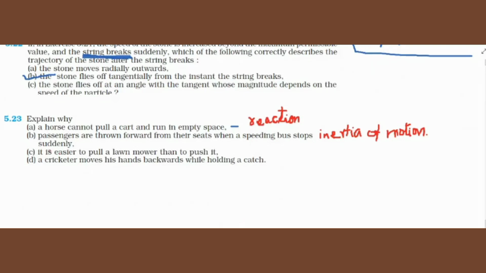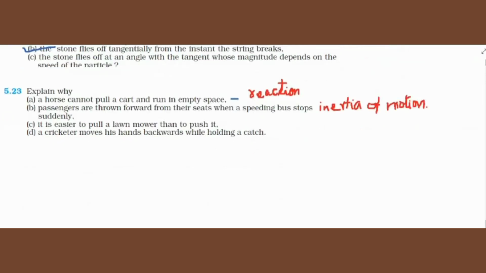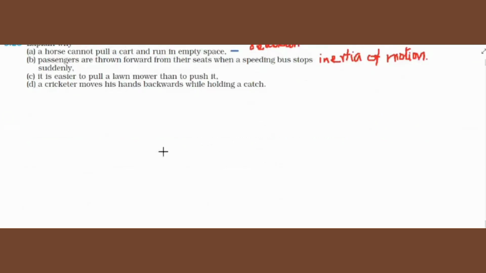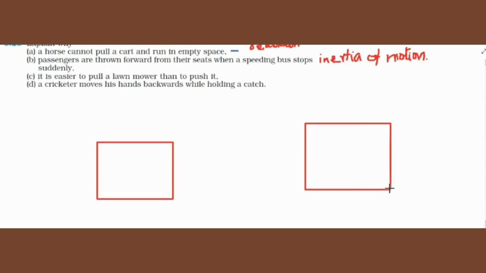Then next, part C: it is easier to pull a lawnmower than to push it. So for part C, you have to write the answer in detail. Here I am going to draw two cases of the lawnmower. In the first case, we will see the lawnmower is pushed. Pushed means a force is applied like this. Applied force.